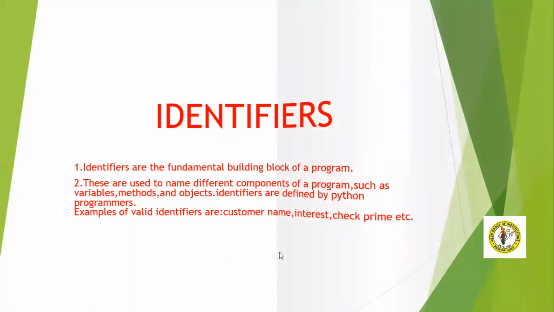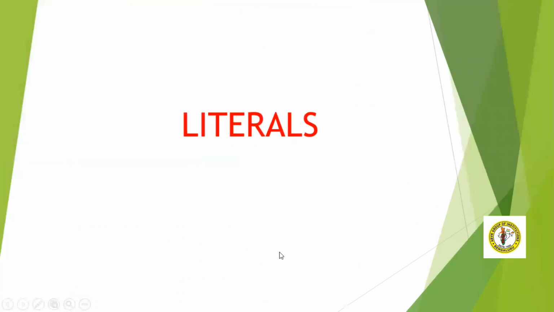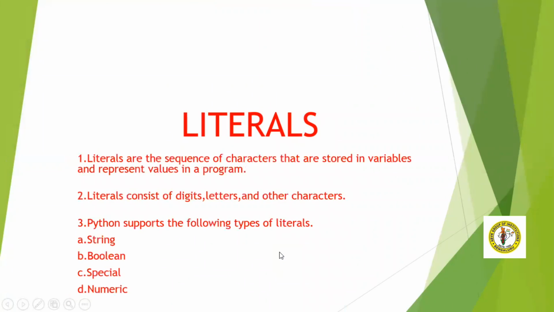Next is, what do you mean by literals? Literals are the sequence of characters that are stored in variables and represent values in a program. So they are used to represent a value in a program. This literal consists of digits, letters and other characters. Python supports the following 4 types of literals. They are string, boolean, special and numeric.